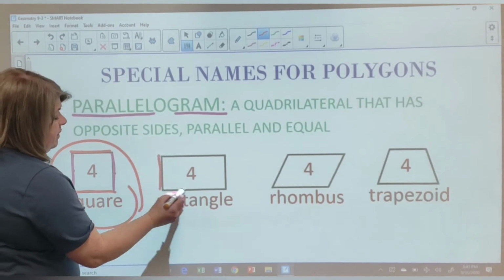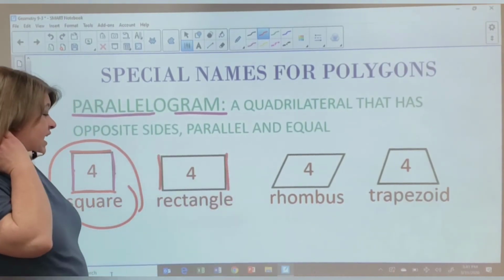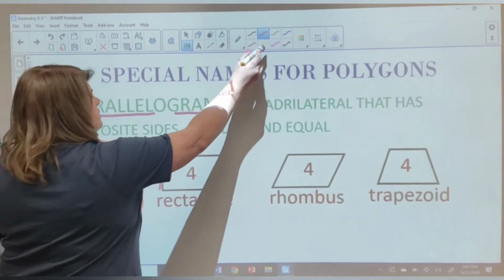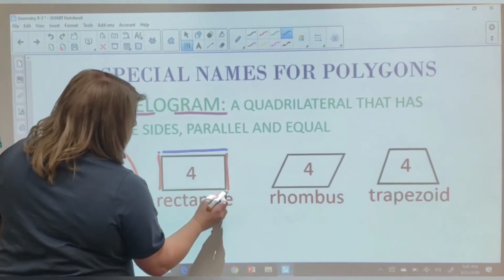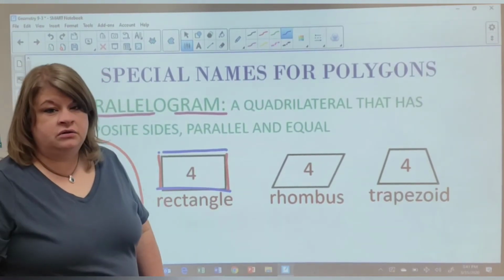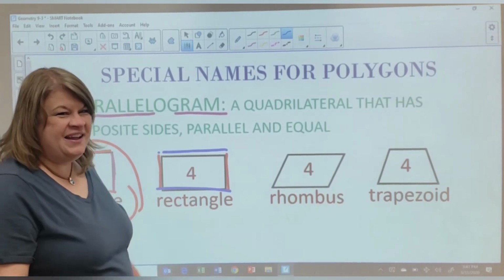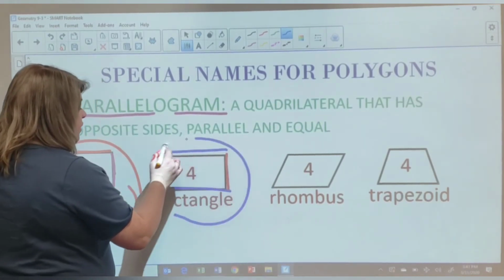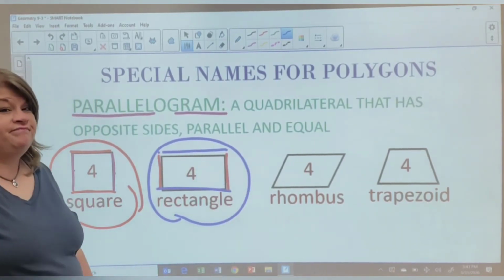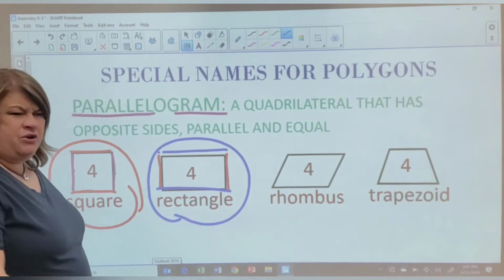Let's look at this one. Is this side parallel and equal to that side? Why, yes, it is. Are these sides parallel and equal to each other? So guess what? This is also a parallelogram. Pretty cool. Let's go to the rhombus.